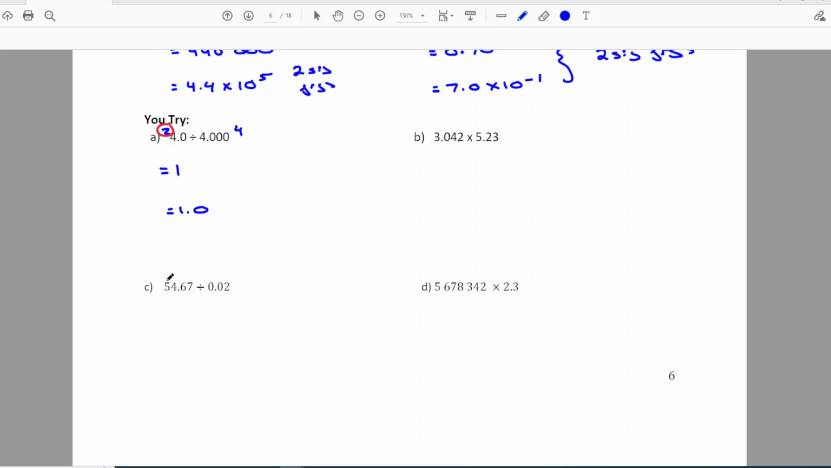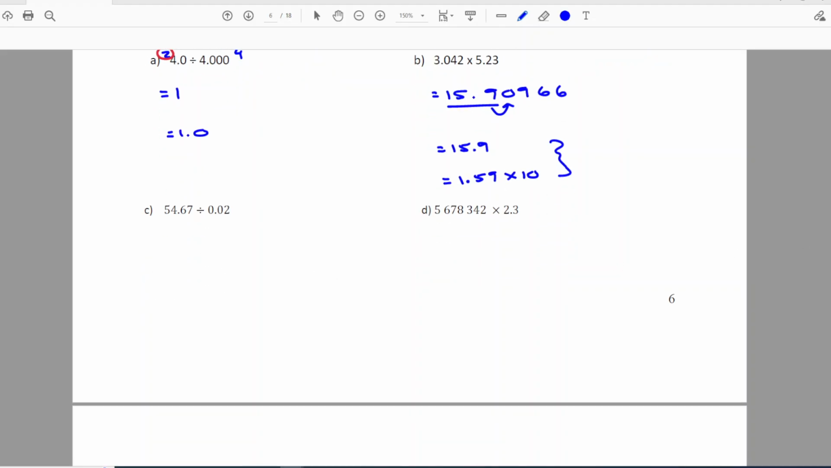3.042 times 5.23 is going to give me 15.90966. I've got 4 sig figs in this digit. I've got 3 sig figs in this digit, so I'm going to limit this to 3 sig figs. Because it's a 0 next to the 9, I'm going to keep it as 15.9. Now again, you could write that as 1.59 times 10 to the 1, but personally that feels silly, right? So either of those would be absolutely fine. All right, C and D.